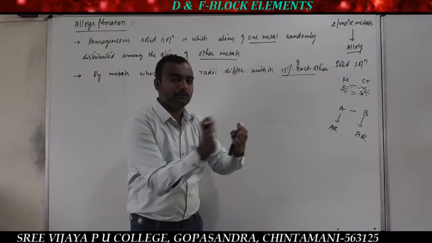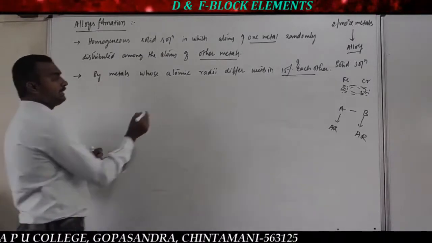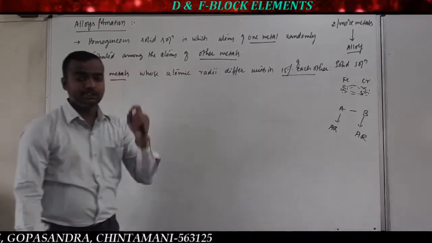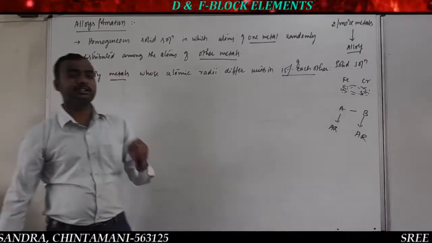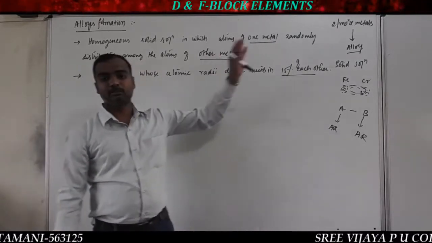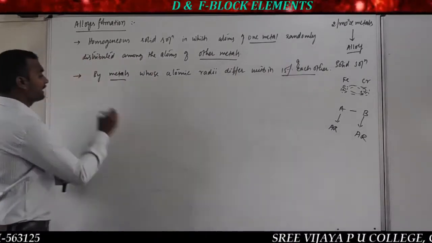So, what's the condition for the formation of alloy? That is, the metals whose atomic radius differs within 15%. Whichever metals or elements have an atomic radius difference within 15%, definitely they combine together to form an alloy. So transition elements form alloys.